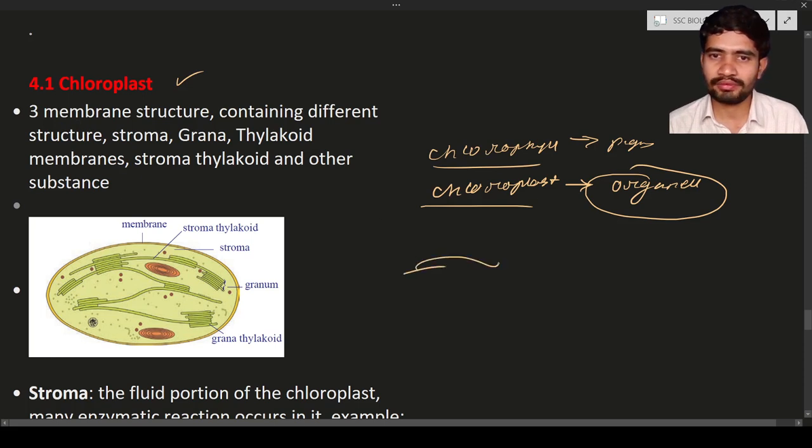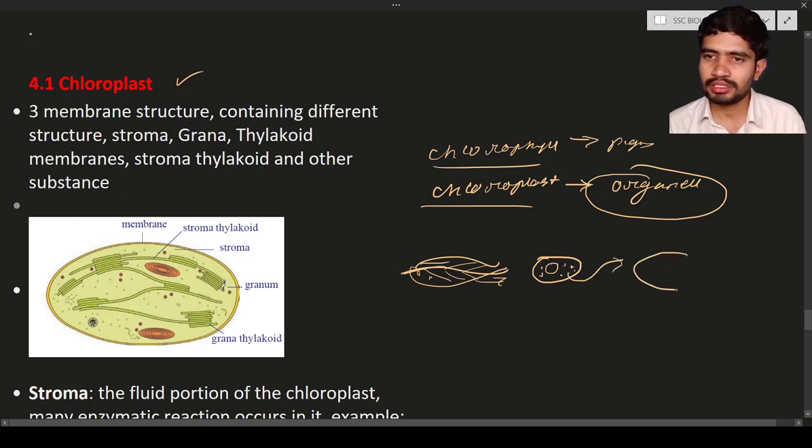Let us consider this is the leaf. The leaf is going to have a number of cells. If you take out one cell, it looks like this, and the cells of the leaf have different structures, known as organelles. Let us consider this organelle is the chloroplast. If you magnify it, it looks in this way. This chloroplast is going to have the chlorophyll and different structures.